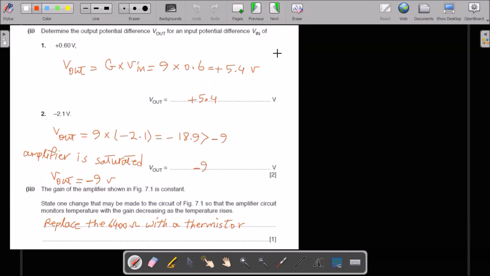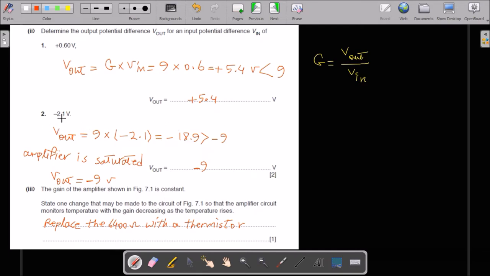Determine the output potential difference for an input potential difference Vin, if Vin is 0.6 volt. So Vout is equal to gain times Vin, because gain is equal to Vout divided by Vin. That's why Vout is equal to gain times Vin. So gain is 9, which you got from the last part, times input 0.6, positive 0.6. So the answer is positive 5.4. So this is less than 9 volt, less than 9. That's why the output will be positive 5.4.